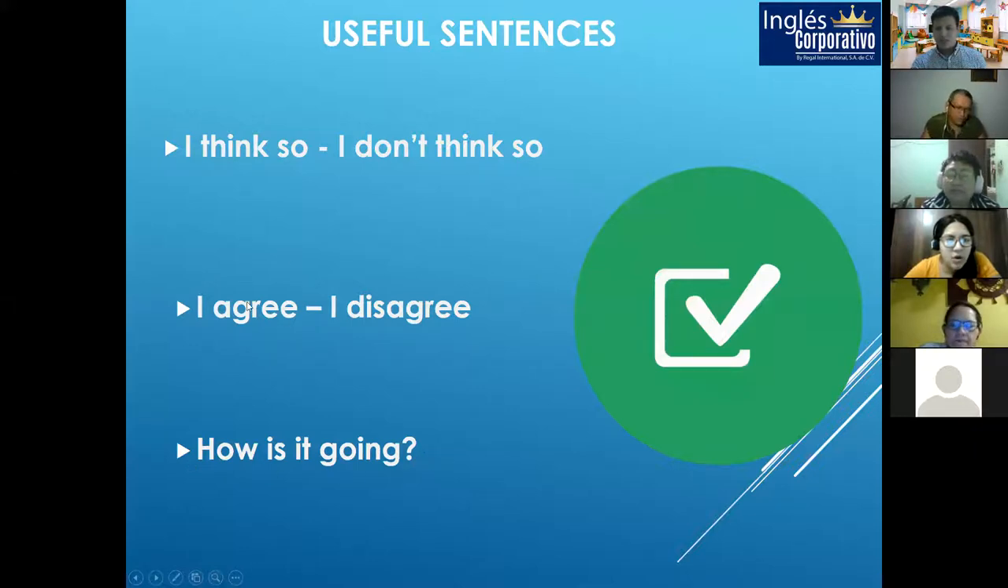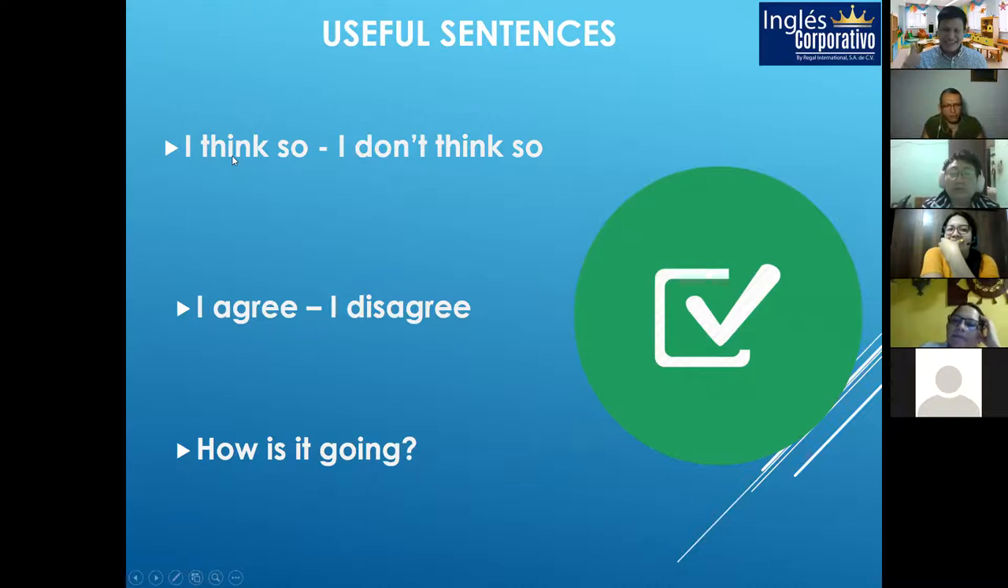I agree. Estoy de acuerdo. I disagree. No estoy de acuerdo. In this case, you notice that we don't use don't. No utilizamos una negación, sino que ya está. Disagree. Puntual. Es similar al español. Yo estoy de acuerdo y estoy en desacuerdo.